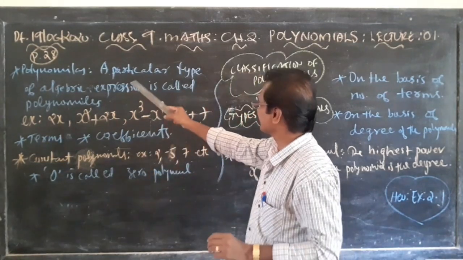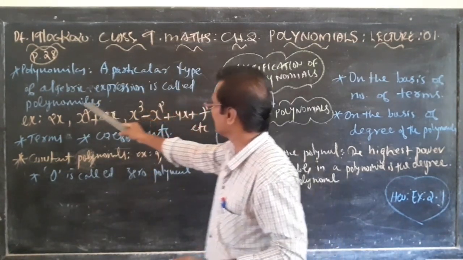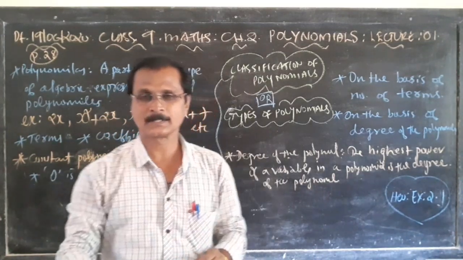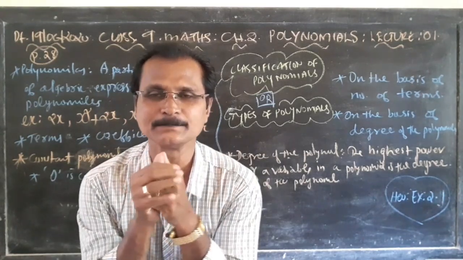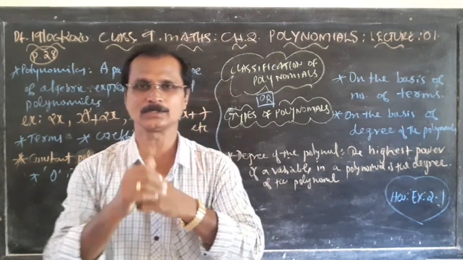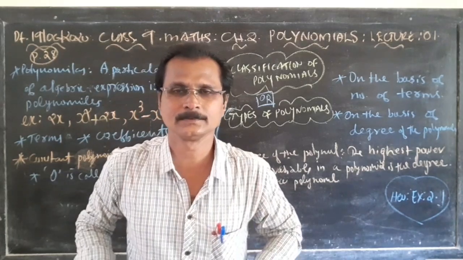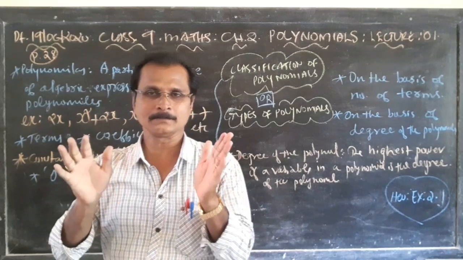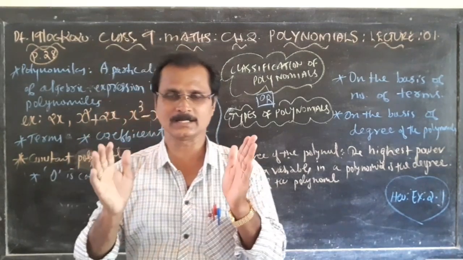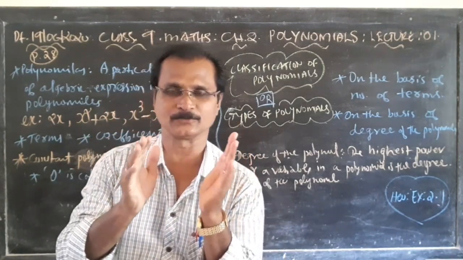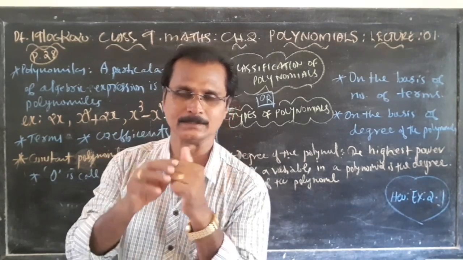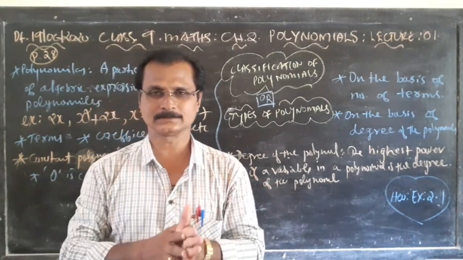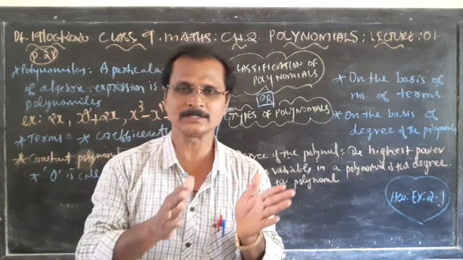The definition is given, a short definition. A particular type of algebraic expression is called a polynomial. And we also know that an unknown term is represented by a variable, maybe x, y, etc. That is our system in mathematics.